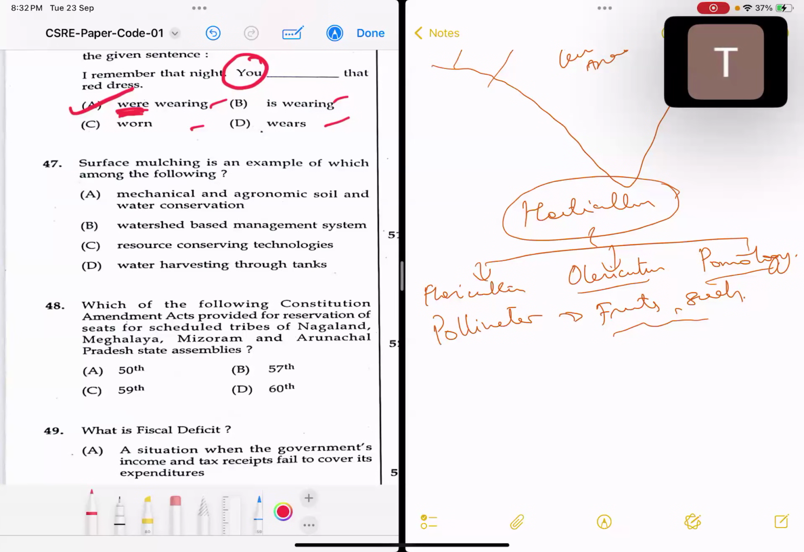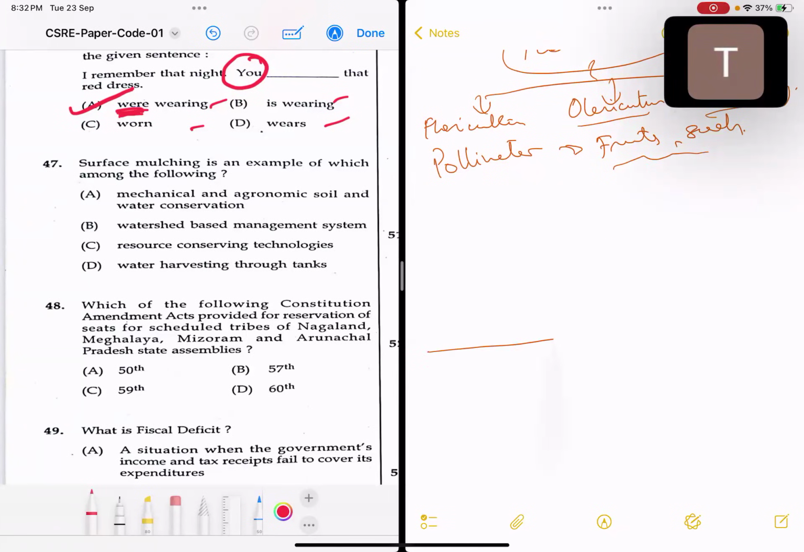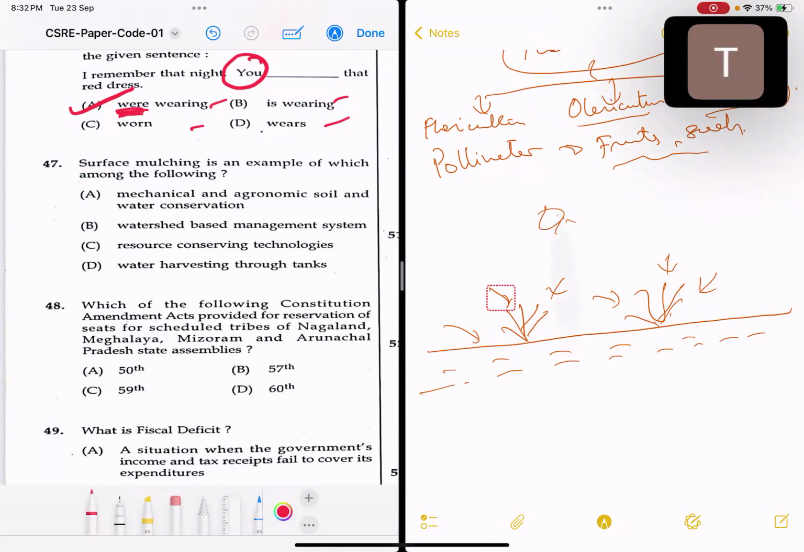Now, question number 47. Surface mulching is an example of which among the following? Now, when we grow plants in the field, then we add either by rain or by irrigation, we feed water into the soil and the plants, and the soil gets wet, right? Now, because of the sun, again, a lot of the water that we have applied is gone away in the form of evaporation, right?